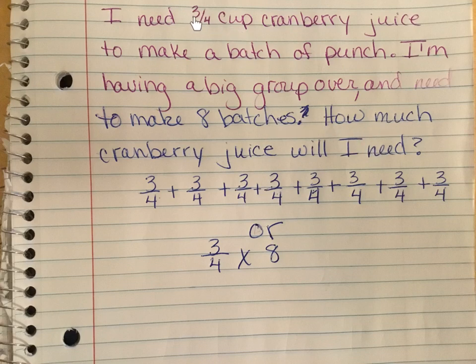Well, if each batch takes 3/4 and I'm doing 8 batches, I could use repeated addition. I could do 3/4 plus 3/4 plus 3/4 all the way down here, and I have 8 3/4s there. And I could do that math just fine because I already know how to add fractions, and I'm going to end up with something crazy on top and crazy on bottom, and it's just going to be a long drawn out process. So we might want to change that and do multiplication, because we know that repeated addition is the same as multiplication. So we set up our problem of 3/4 times 8, because I have 8 batches and each batch needs 3/4 of a cup.